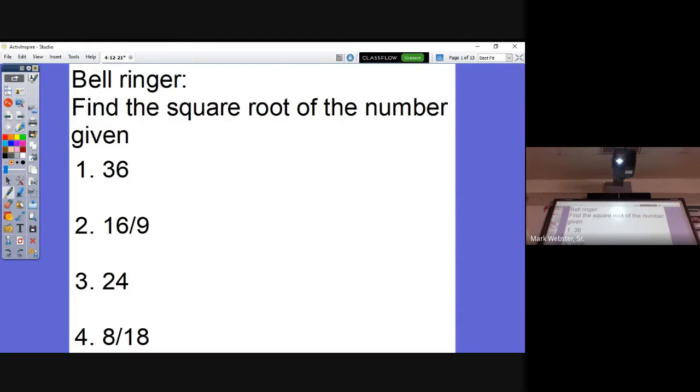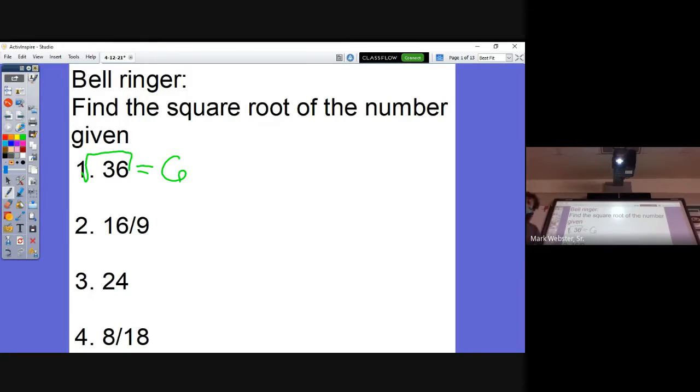So, a couple of these are pretty easy. First one, the square root of 36 is just 6, right? Just take the square root and then you're done. What number, when multiplied by itself, gives us 36? That is the number 6.